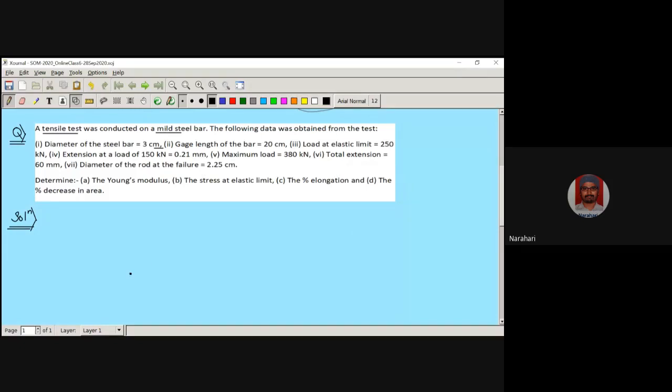You are required to determine four things. Number one, Young's modulus, then elastic limit, percentage elongation, and decrease in cross sectional area. So these are the things to be found out.